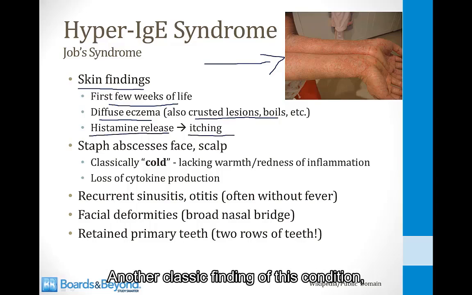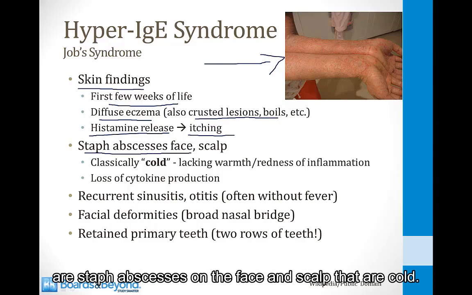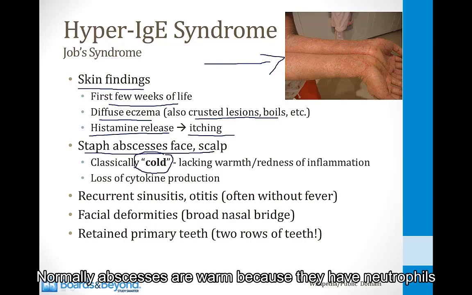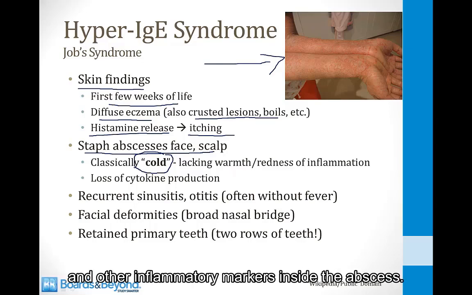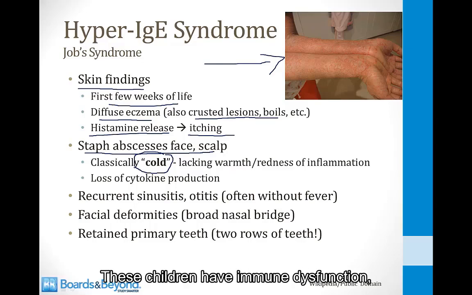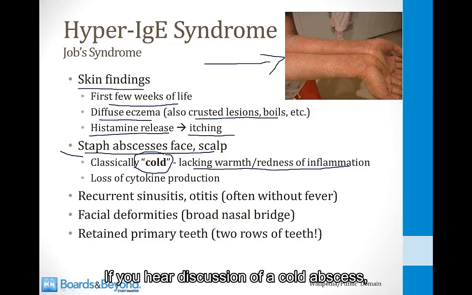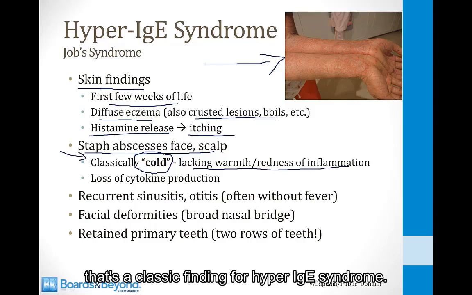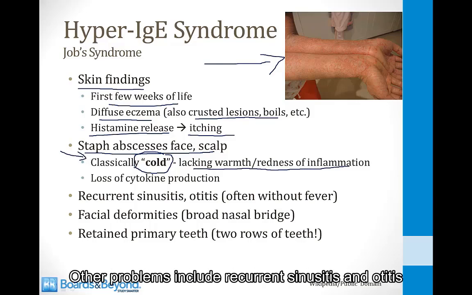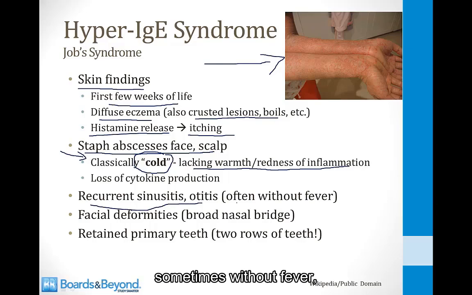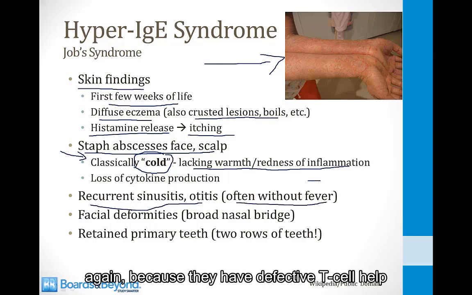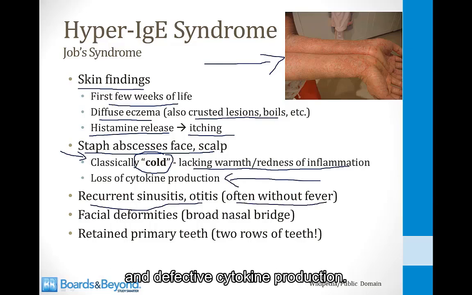Another classic finding of this condition are staph abscesses on the face and scalp that are cold. Normally abscesses are warm because they have neutrophils and other inflammatory markers inside the abscess. That is not the case here. These children have immune dysfunction, so their abscesses lack warmth and redness of inflammation. If you hear discussion of a cold abscess, that's a classic finding for hyper-IgE syndrome. Other problems include recurrent sinusitis and otitis, sometimes without fever, again, because they have defective T-cell help and defective cytokine production.